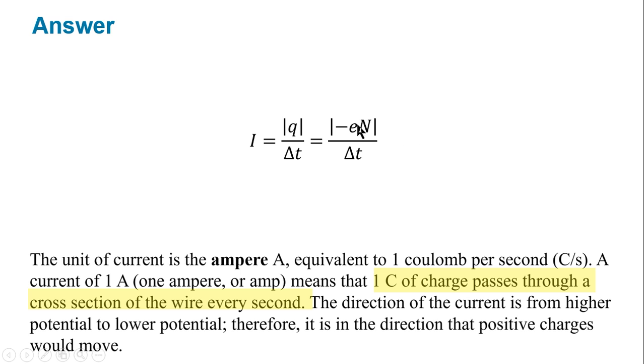This is your number of electrons. This is your charge of an electron. This is your N, your number of electrons. Remember? So 1 coulomb of charge passes through a cross section of wire every second. So I equals negative 1.6 times 10 to the negative 19th.